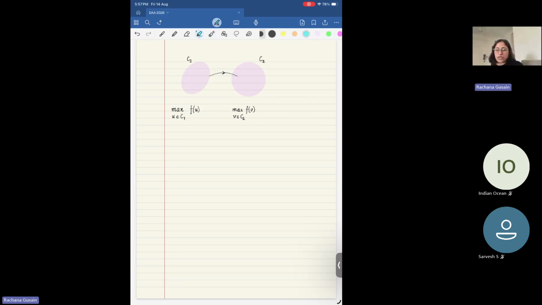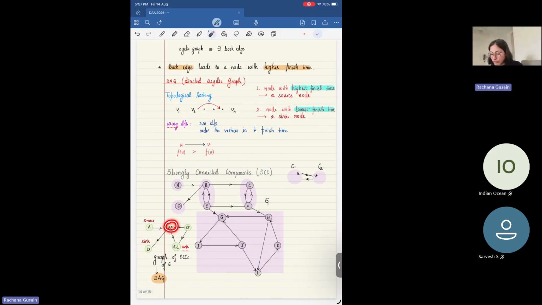No, it's not that C1 is a source or C2 is a sink. I'm just taking two components from the graph. For instance, I could have just these two components, so neither of them is a source or sink. I'll pick two arbitrary components from the strongly connected component graph, such that there is an edge between the two components.